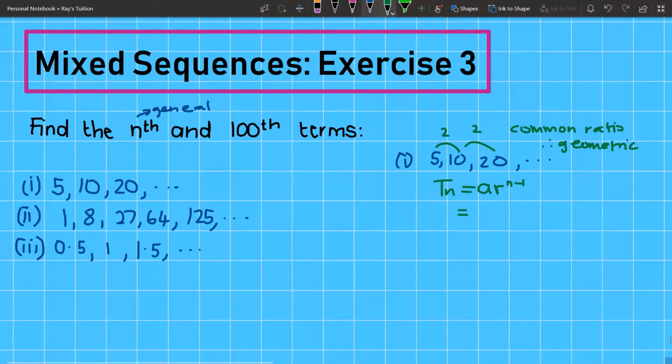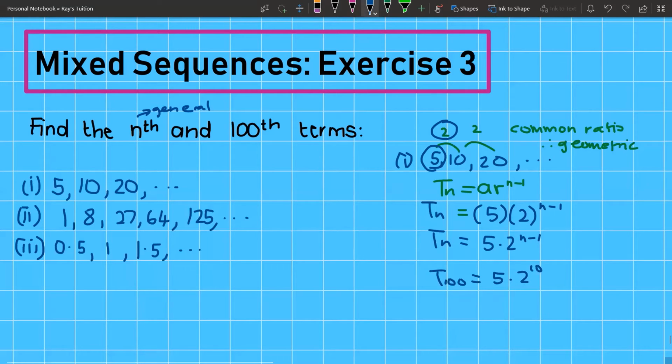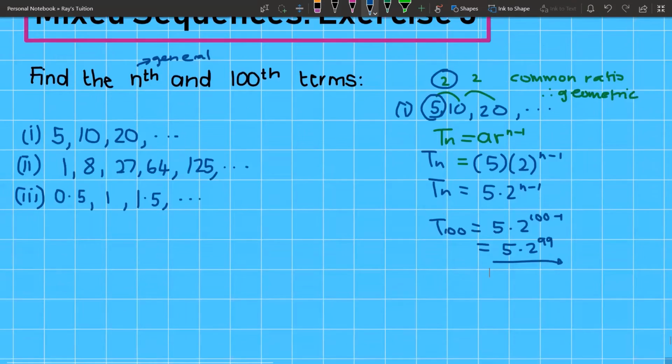We would like to substitute the a and the r. The a is the first term and the r is the common ratio. So this here becomes 5 times 2 to the power of n minus 1. We can leave it as Tn equals 5 times 2 to the power of n minus 1 if you'd like. Then to calculate the 100th term, we just substitute 100, so 2 to the power of 100 minus 1, so it's 5 times 2 to the power of 99. We'll leave it in that form because that exponent is quite big.